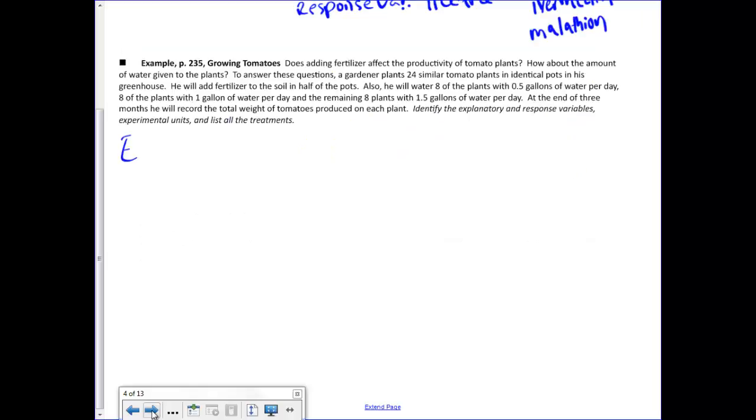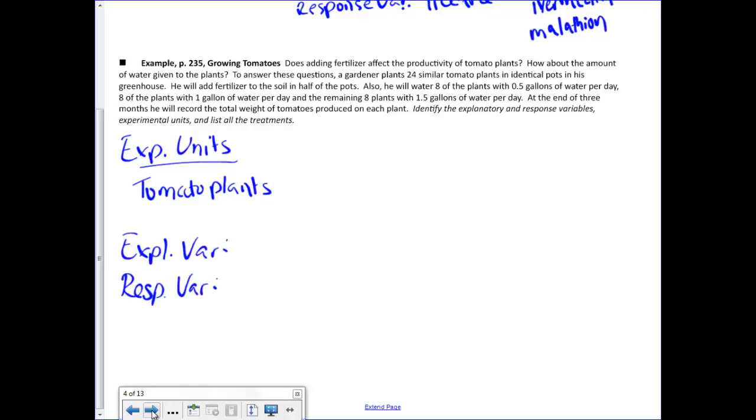What are experimental units? Yeah, the tomatoes are your tomato plants. I guess specifically it's the tomato plants that we're watering and trying to get to grow. What do we want to measure? What's our response variable? The weight of the tomatoes.